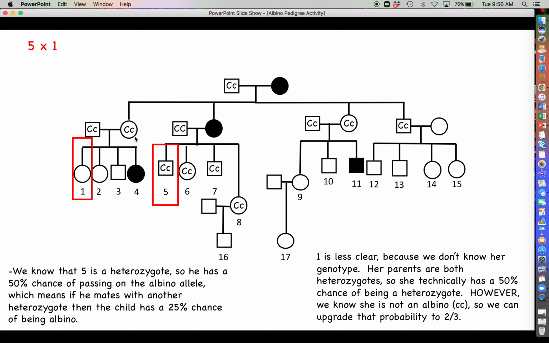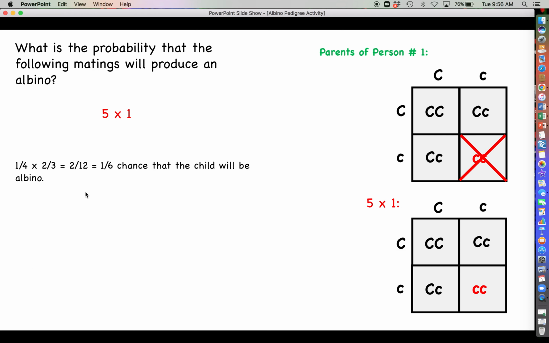Her parents are both heterozygotes, so we need to put together a Punnett square to come up with all the different ways that individual number 1 could be a heterozygote. If you'll see here, if we put together a Punnett square for her parents, then we can see that of the 4 possibilities, 2 of the 4 would result in her being heterozygous. 1 of the 4 would result in her being albino herself, and then the other possibility would be her being homozygous dominant.